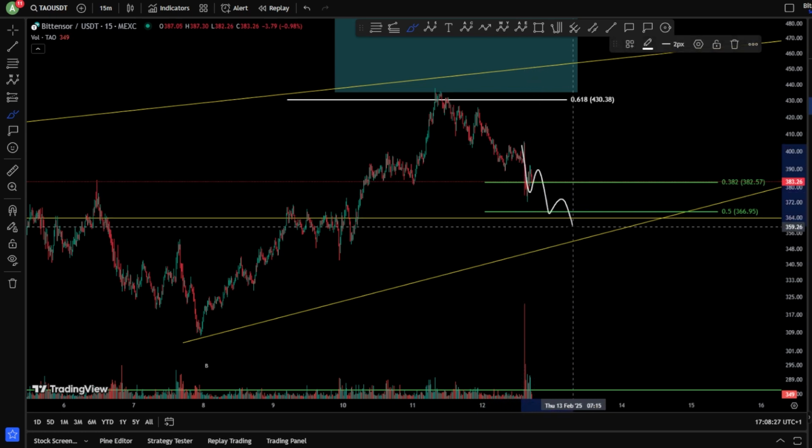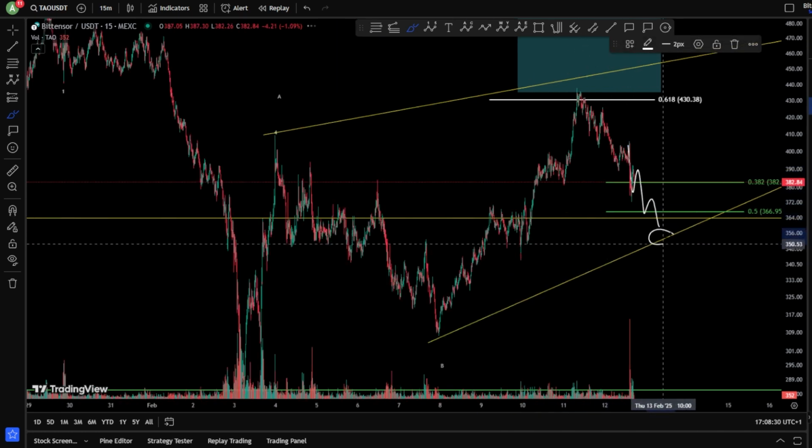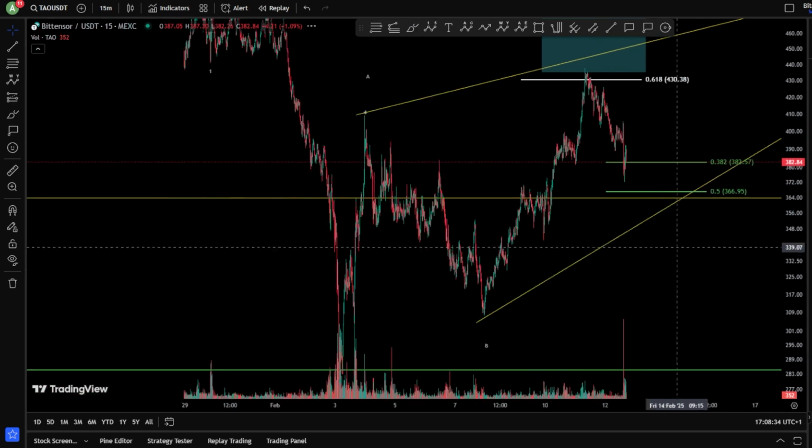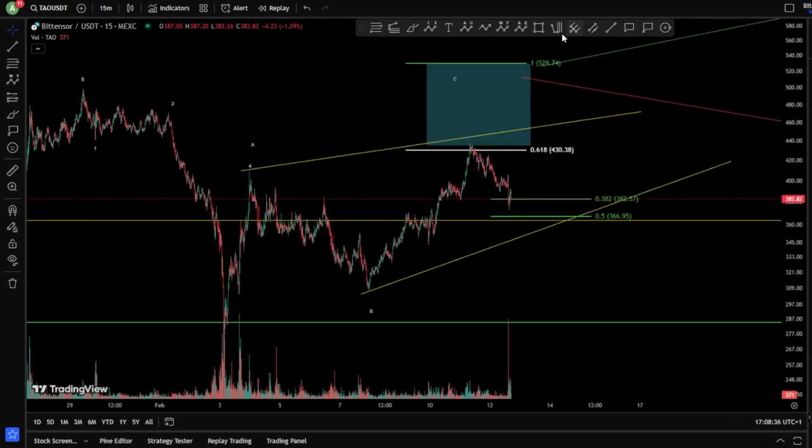Very possible 1, 2, 3, 4 and a 5 to finish a wave 4 for a leading diagonal, and then continuation towards the upside for a wave 5.